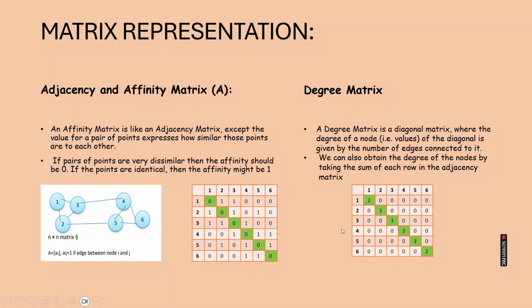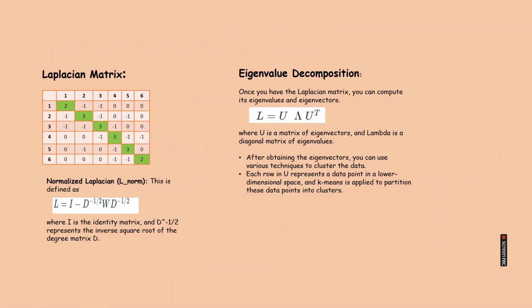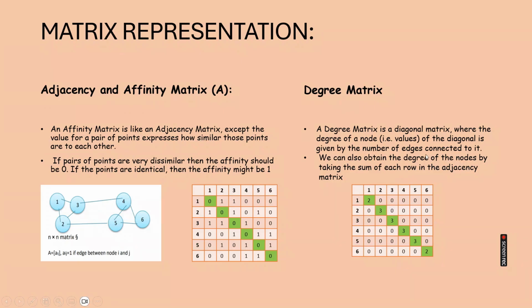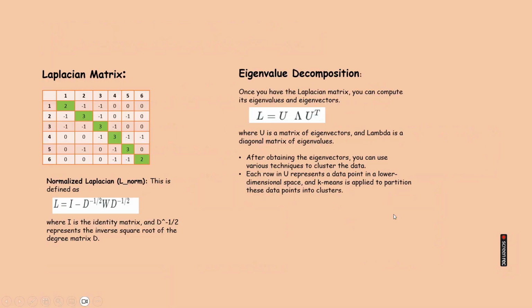We found the affinity matrix and the degree matrix. Then we determine the Laplacian matrix. For finding the Laplacian matrix, we subtract the affinity matrix from the degree matrix: D minus A. We get the Laplacian matrix. So the degrees will be available on the diagonal, and the off-diagonal entries will be minus 1, as we are subtracting the affinity matrix from the degree matrix. Next, we form the normalized Laplacian matrix.